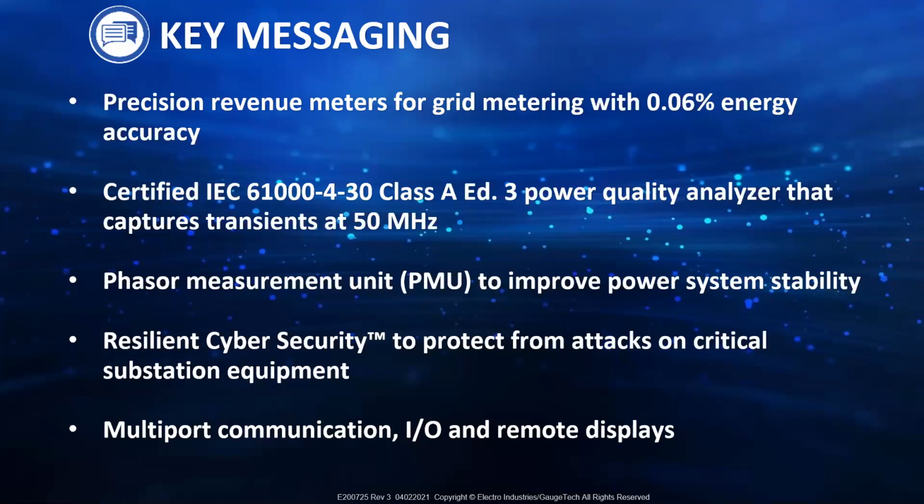The meters are certified IEC 61000 4-30 for Class A power quality, analyzer captures, and transients at 50 megahertz. And note that the time intervals for each measurement are 10 cycles of 50 hertz and 12 cycles of 60 hertz. That's the IEC 61000 4-30.